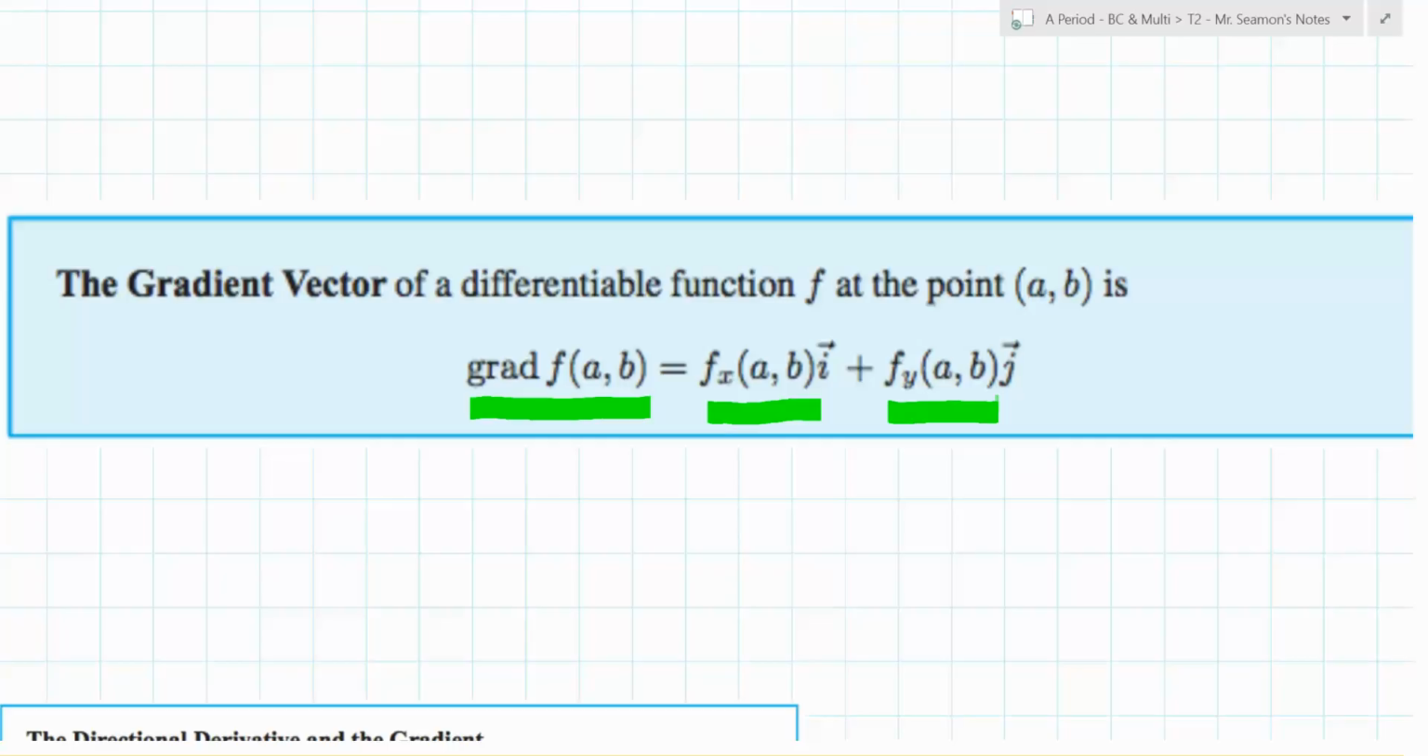So you're like, yay, what's so cool about the gradient vector? Why is it important? Yay, Mr. Seamon, why? Well, what were the 3 words from this morning? Oh, come on.